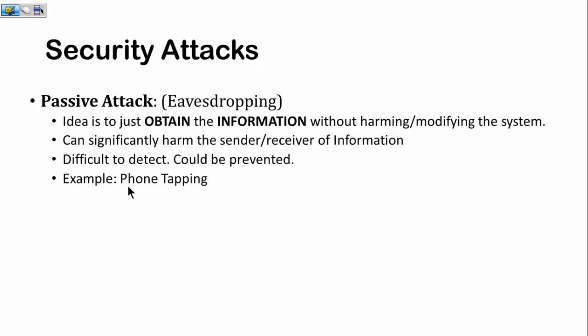Now, this can significantly harm the sender or the receiver. If you have seen the movie The Imitation Game, you would realize that there was a machine called Enigma, which was used by the Germans, and later on, Alan Turing compromised that machine, and he was able to read the information, and he did not make it public.